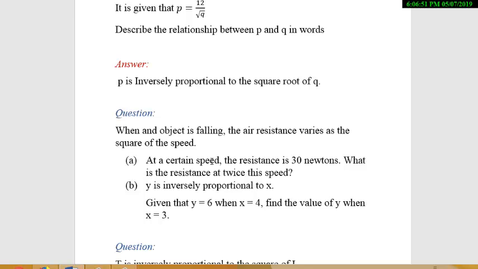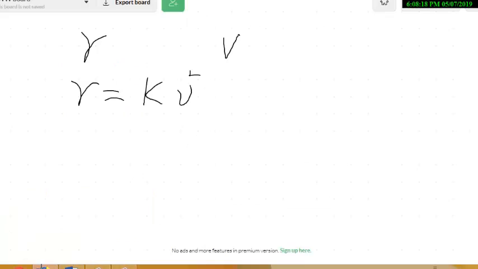At a certain speed, suppose it is not given, we say it is V. So the resistance is 30 Newton. Okay, so let us plug in these values here. At a certain speed, the resistance is 30 Newton. Let me use this information in the equation. So it is 30 here is equal to K, and the speed is V. Let me plug this V here, V square.